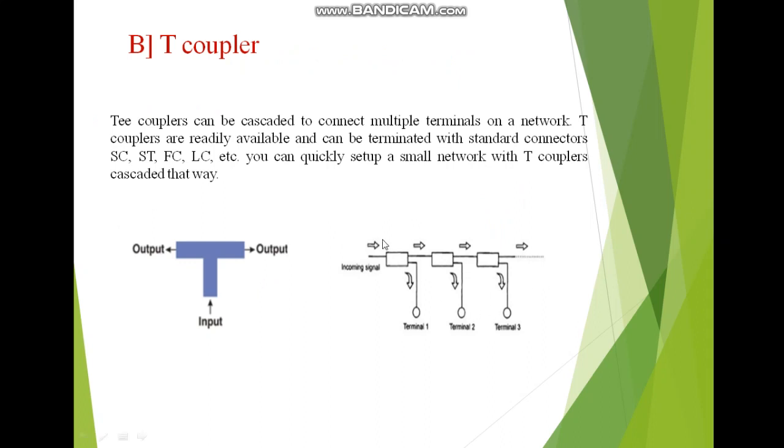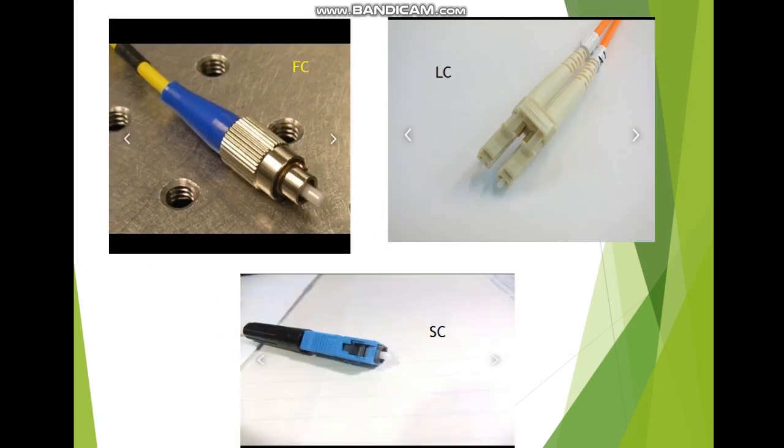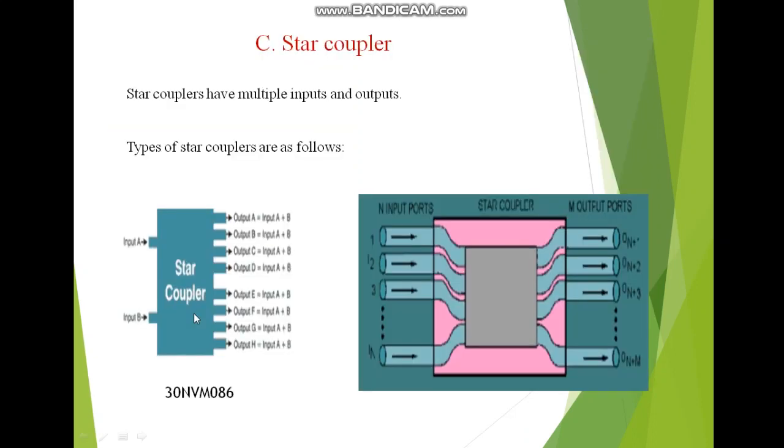So what is meant by SC? SC is a standard connector, ST is a straight tip connector, FC is a ferrule connector, and LC is a local connector. So we can use these connectors on the basis of the application needed. Next, these are the images of all the different connectors. So this is FC, this is LC, and this is SC connector.